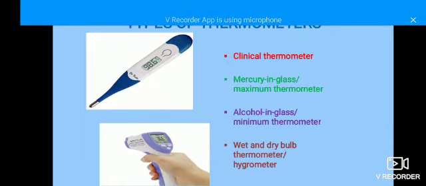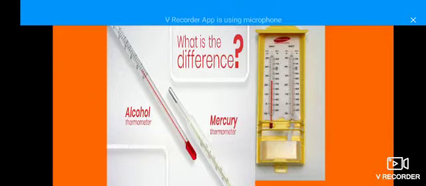Now, let's look at mercury in glass thermometer, alcohol in glass thermometer, and wet and dry bulb thermometer, which is also called hygrometer. Now, look at the two diagrams to your left. Alcohol thermometer, mercury thermometer. We call it alcohol in glass thermometer because if you look, the thermometer has a tube, like a glass, and a tube inside it, just like the tube of your pen.